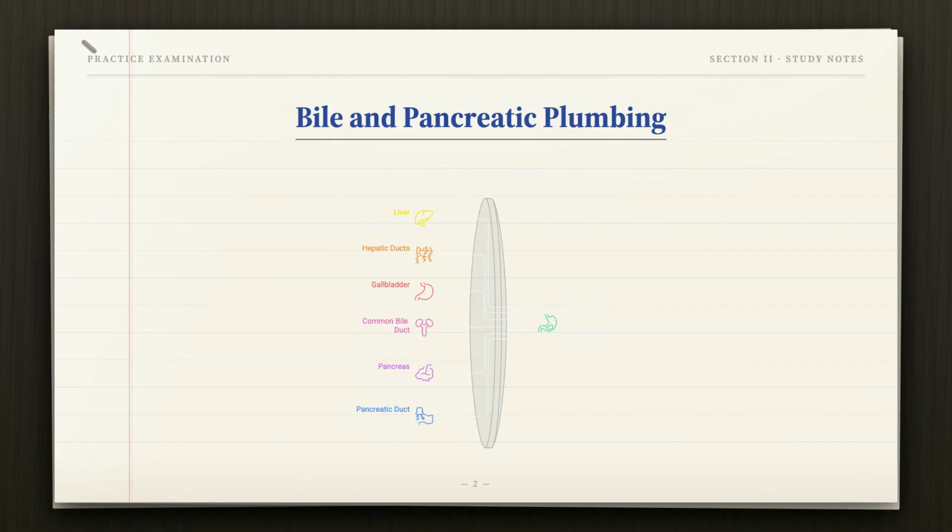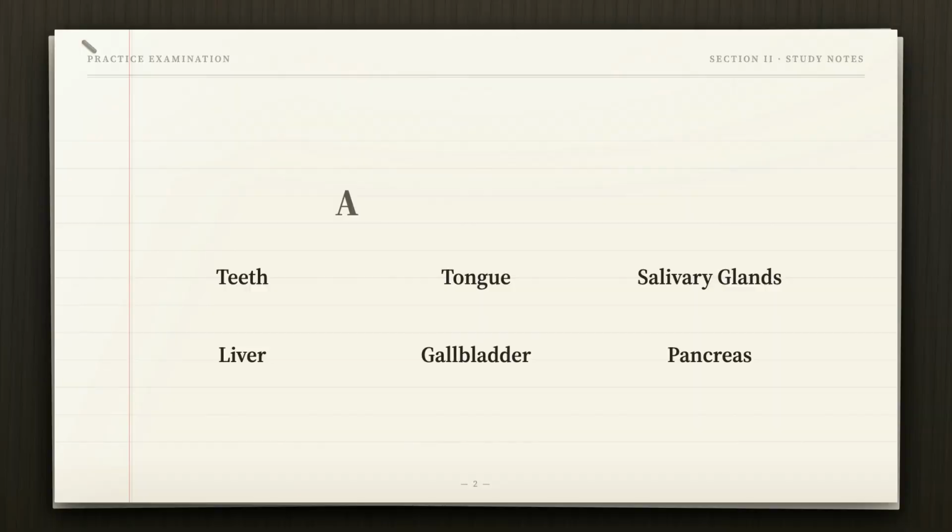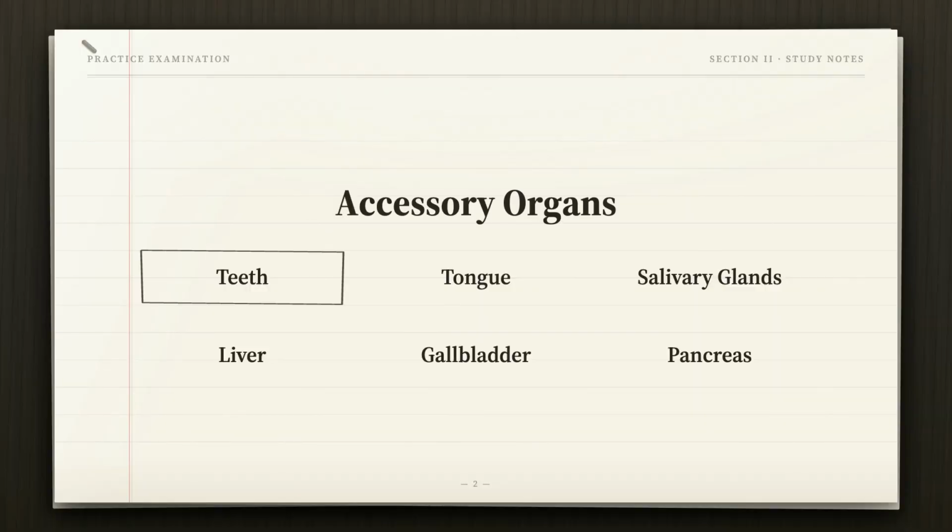Bile leaves the liver through the hepatic ducts, may be stored in the gallbladder, and travels down the common bile duct, while pancreatic juice flows through the pancreatic duct. Both converge and empty into the duodenum together, but the organs themselves never enter the food stream. The accessory roster includes the teeth, the tongue, 3 pairs of salivary glands, the liver, the gallbladder, and the pancreas.